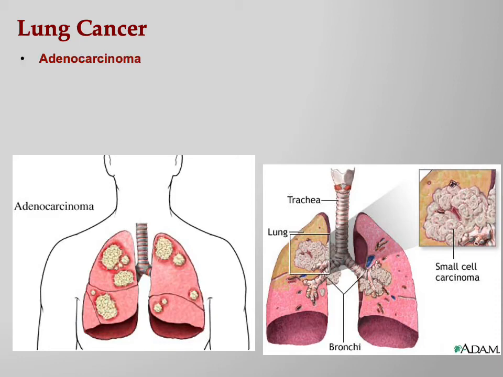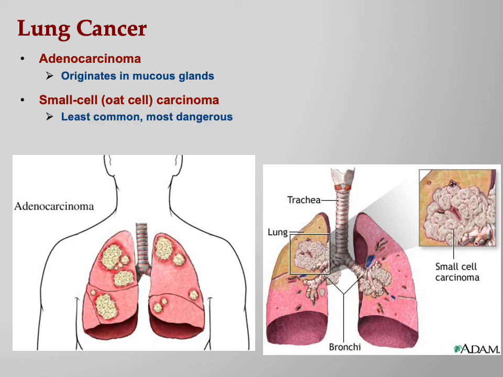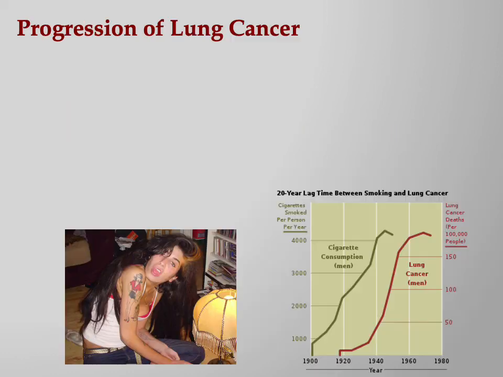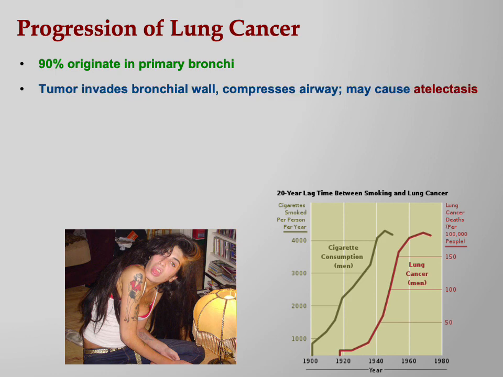So lung cancer: adenocarcinoma originates in the mucous glands. Small cell oat carcinoma is the least common, but it's the most dangerous. It originates in the primary bronchi, invades the mediastinum, and metastasizes quickly. So there are different kinds of lung cancer. And in the progression of lung cancer, 90% originate in the primary bronchi. That's where it happens. The tumor invades the bronchial wall, compresses the airway, and may cause atelectasis, so you'll have a collapsed lung as a result of this.